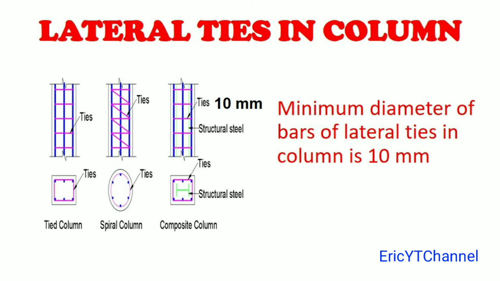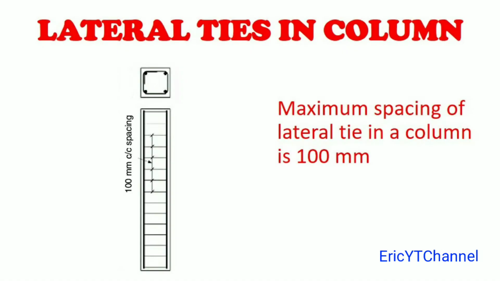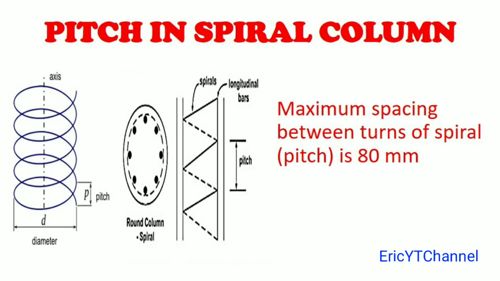Lateral ties in column. Specification is minimum diameter of bars of lateral ties in column is 10 mm. Lateral ties in column. Specification is maximum spacing of lateral tie in a column is 100 mm. Pitch in spiral column. Specification is maximum spacing between turns of spiral or pitch is 80 mm.